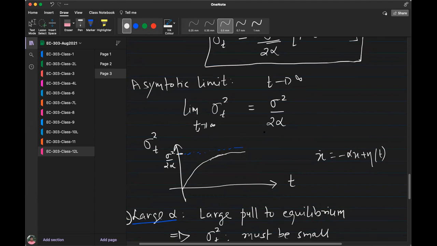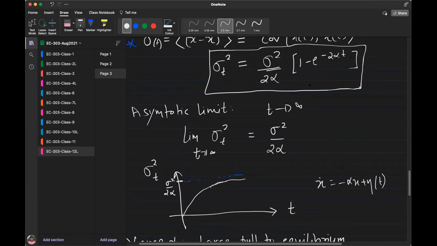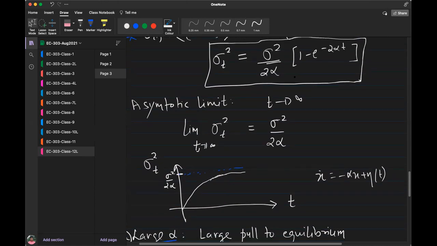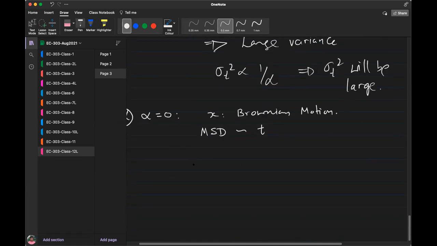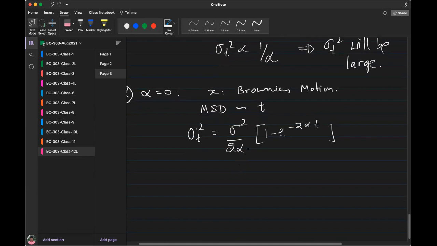It becomes infinity, but there's a catch. We were looking at the asymptotic limit, so we must go back to the full expression. The full expression is 2 alpha times 1 minus e power 2 alpha t. And we take the limit alpha goes to 0.